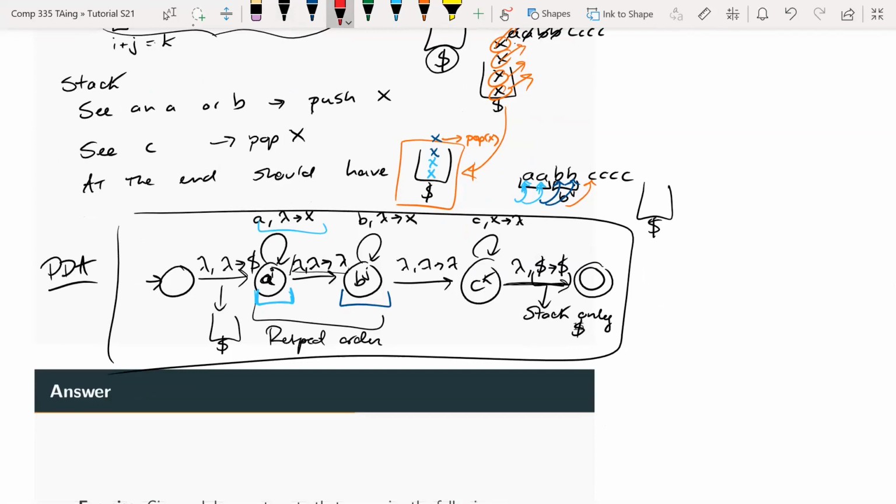Because if you were trying to save states, and you did something like A lambda X and then B lambda X, then what could happen is you could possibly accept something like AB, AB, C, C, C, C, okay? Because then you could intertwine your A's and B's. So no, you really need to keep that order there, okay? So I think that answers it: just loop A and B over one state, you can't do that. On the first one, you're starting with an empty stack.